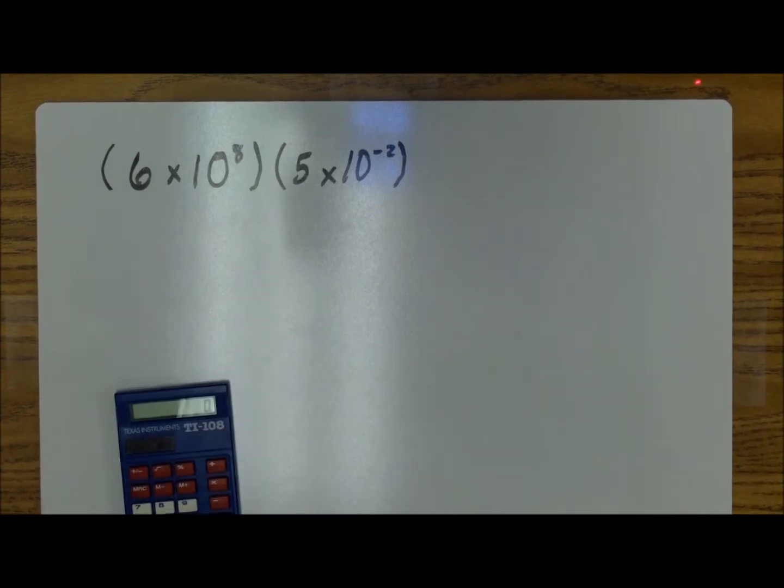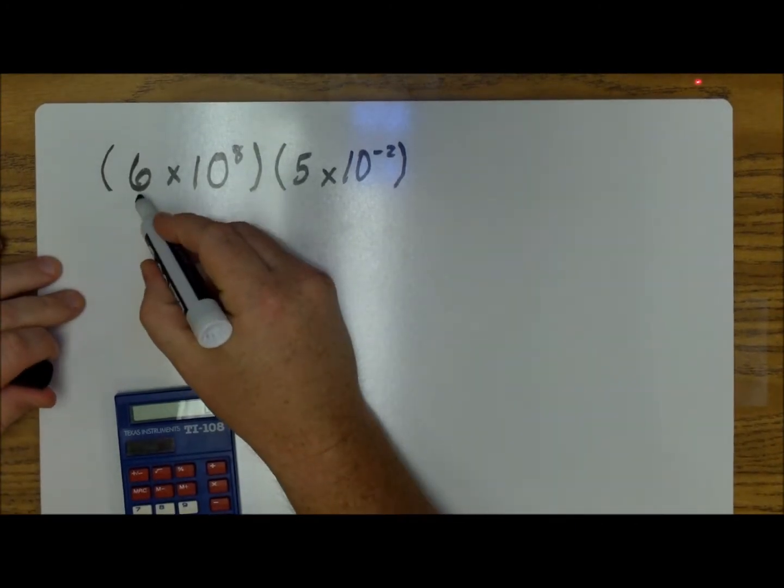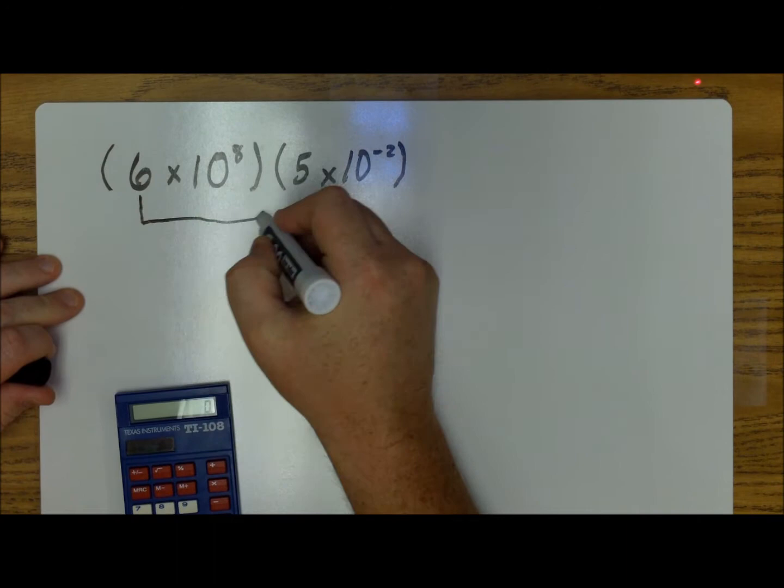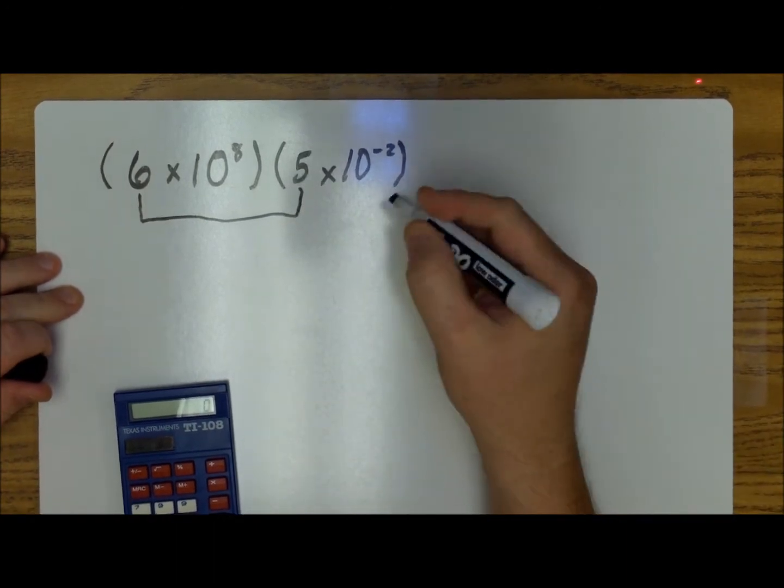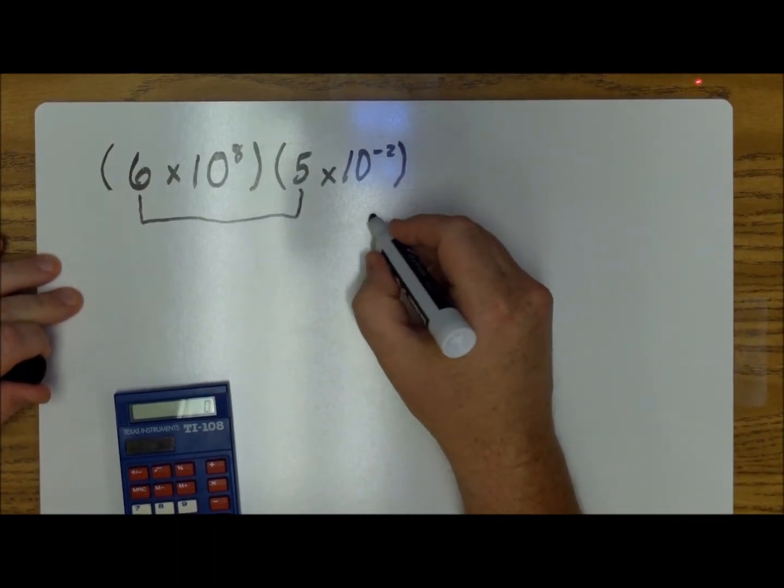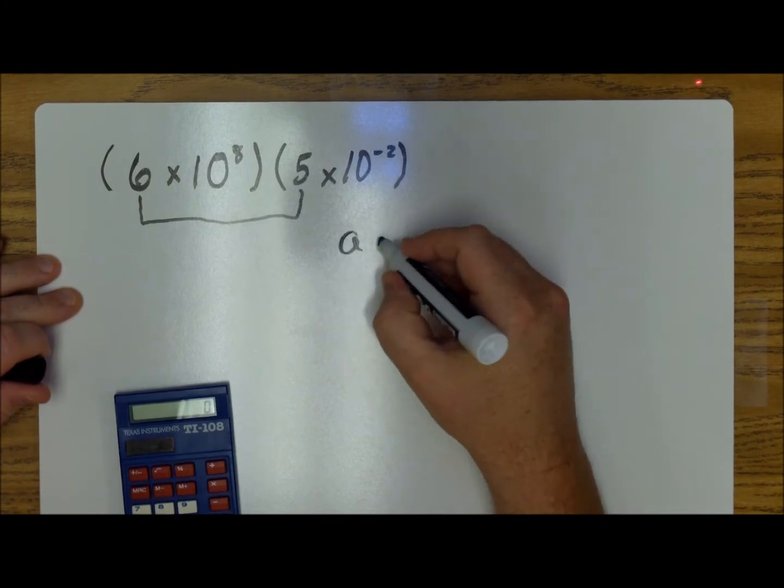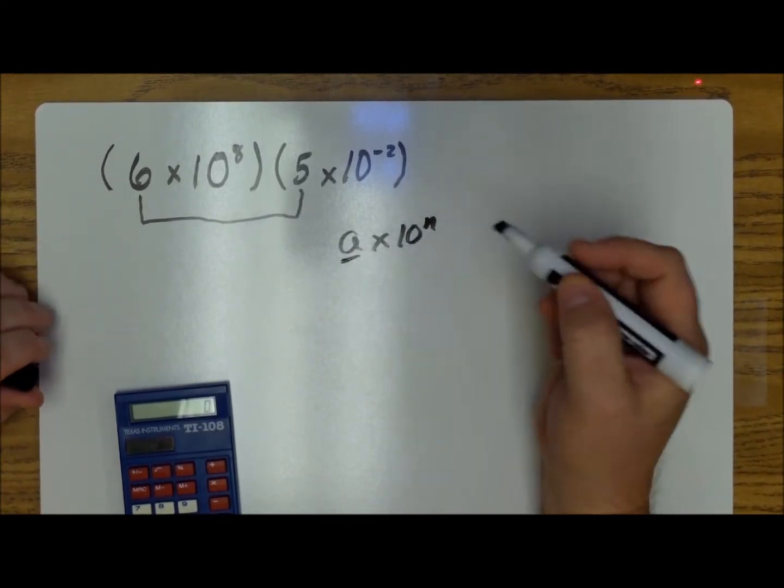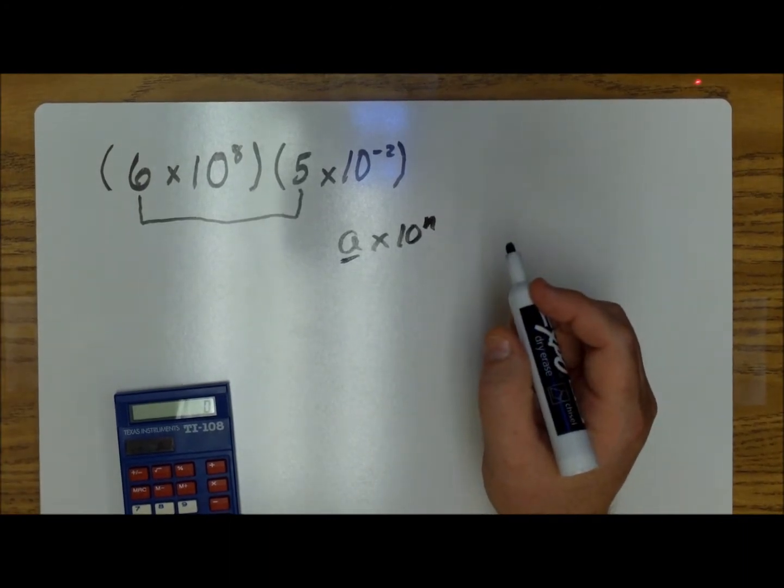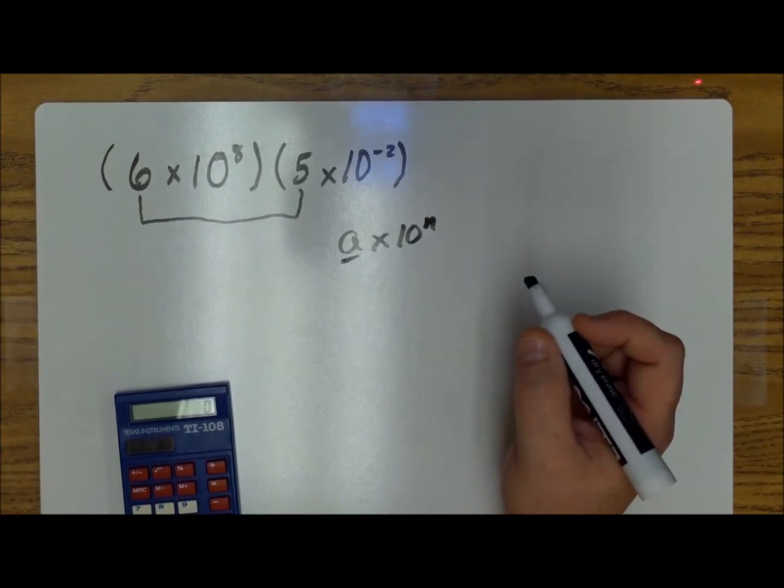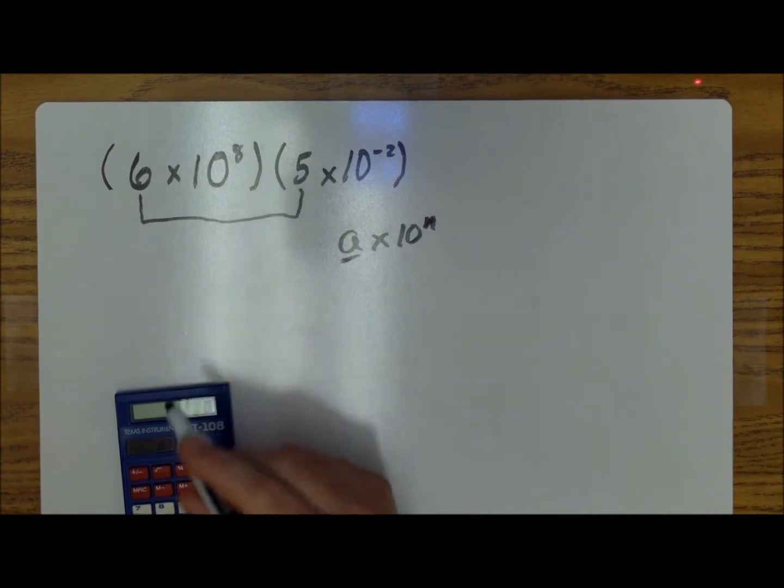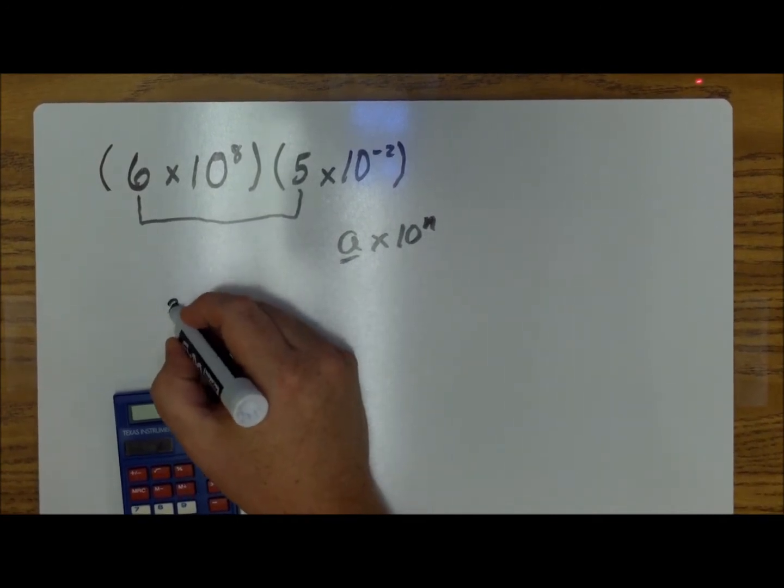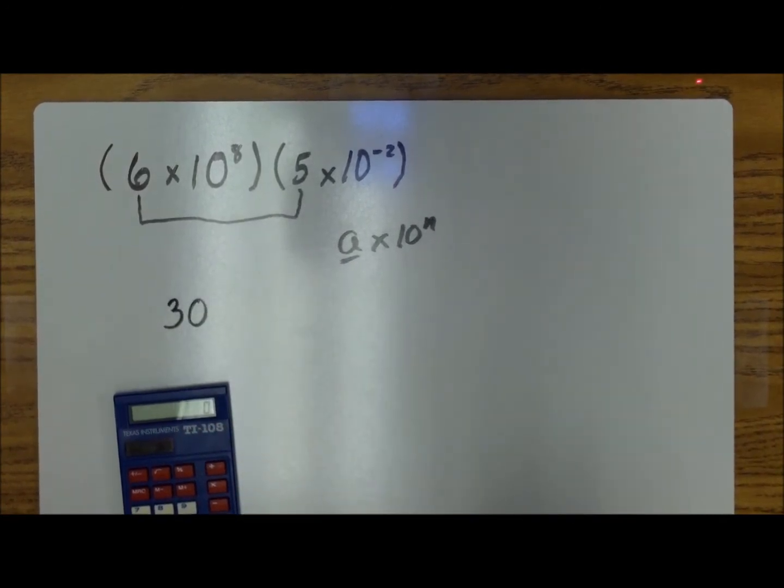First problem we have here is 6 times 10 to the 8th being multiplied by 5 times 10 to the negative 2 power. First thing you're going to do is multiply the a values out in front, keeping in mind that scientific notation is always written in the form of a times 10 to the nth power, where a is some number greater than or equal to 1 and at the same time less than 10. So 6 times 5 gives us 30, and we shouldn't have to use a calculator for that.